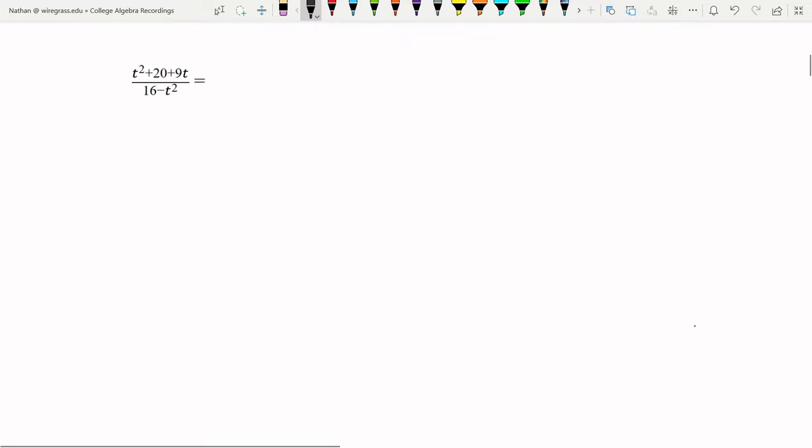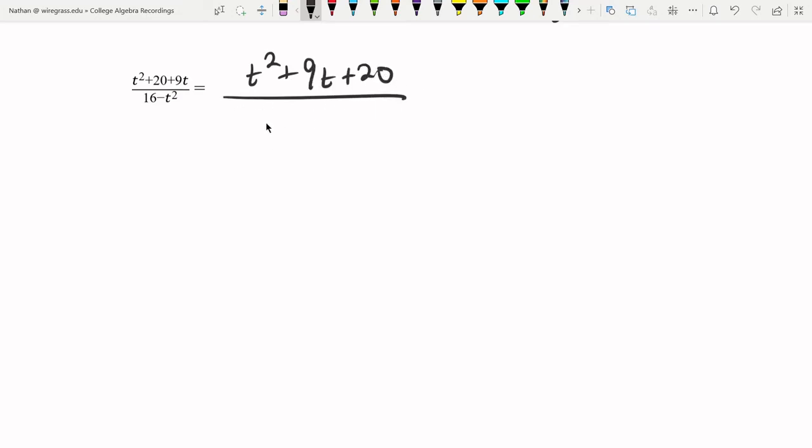So here we have a rational expression. I'm going to factor everything and then go from there. First off, I'm going to rewrite the top in the standard form of a polynomial. The bottom, I'm going to leave like this for a moment. On top, I have a trinomial. I'm going to try out the AC method. A times C is 20. B is 9. Two numbers that multiply to give 20 and add to give 9: it's 4 and 5.